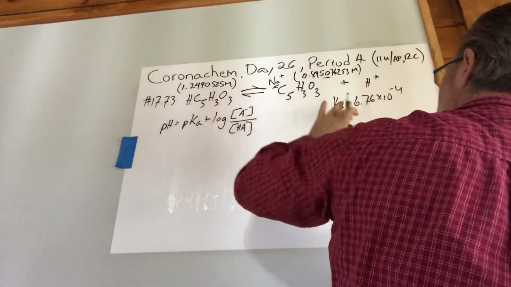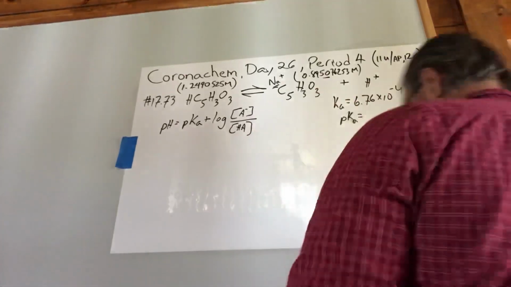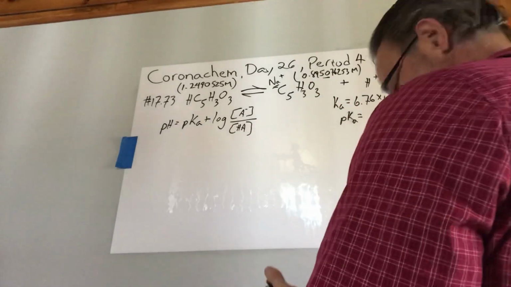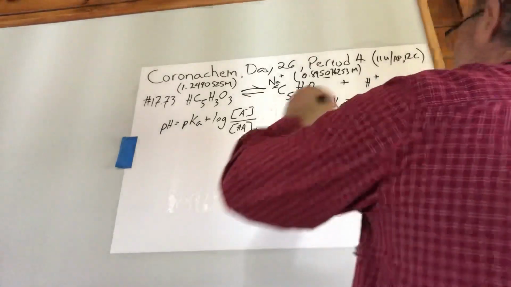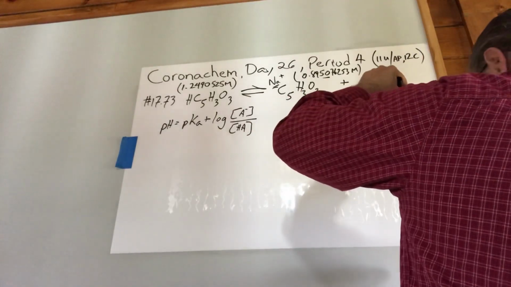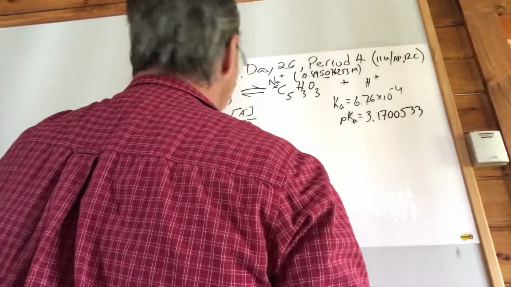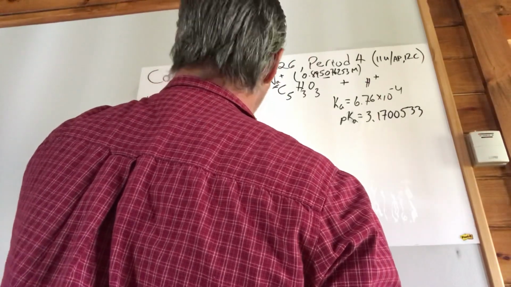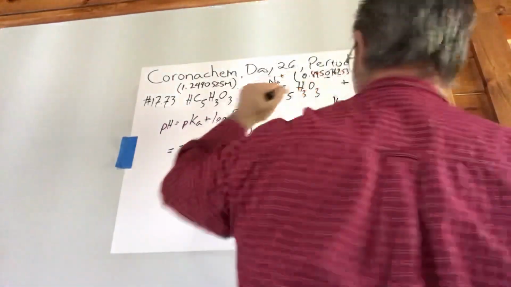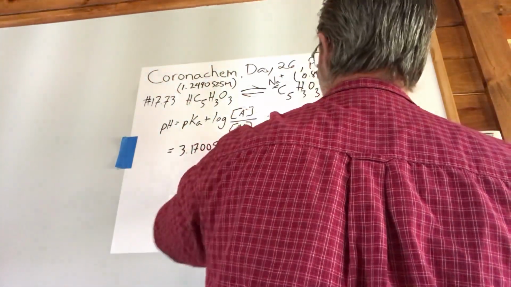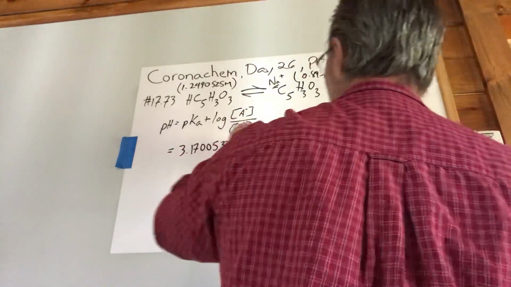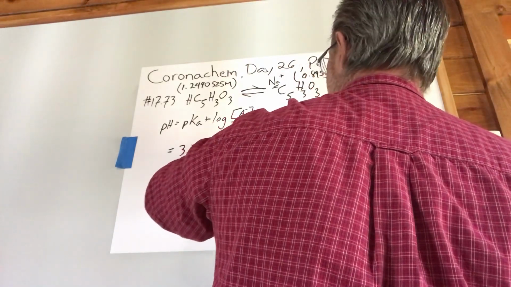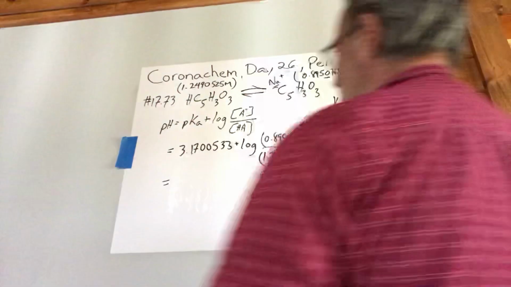So that means the pKa is the negative log of that. So log of 6.76 exponent negative 4 gives you 3.17, 0.533. I just throw them all in there, the numbers, that is. So 3.1700533 plus the log of A minus, the furoate concentration, 0.895076253 over 1.2490525. And that will give you the pH under these conditions.